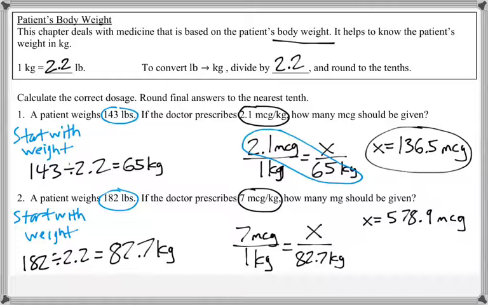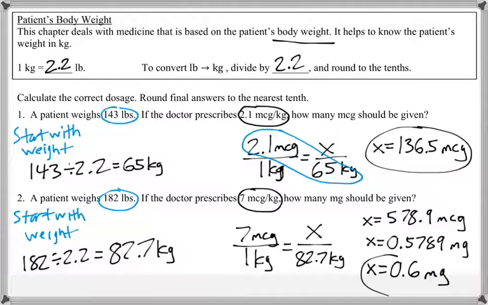But again, they want the final answer in milligrams. So we need to convert. This will be 0.5789 milligrams. But then they do want the final answer rounded to the nearest tenth. So x is going to be equal to 0.6 milligrams. So that's how many milligrams you would give a patient of this weight.